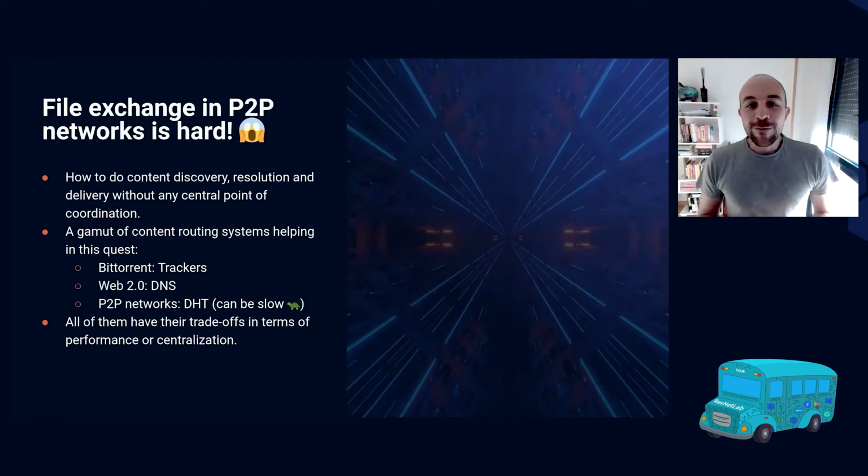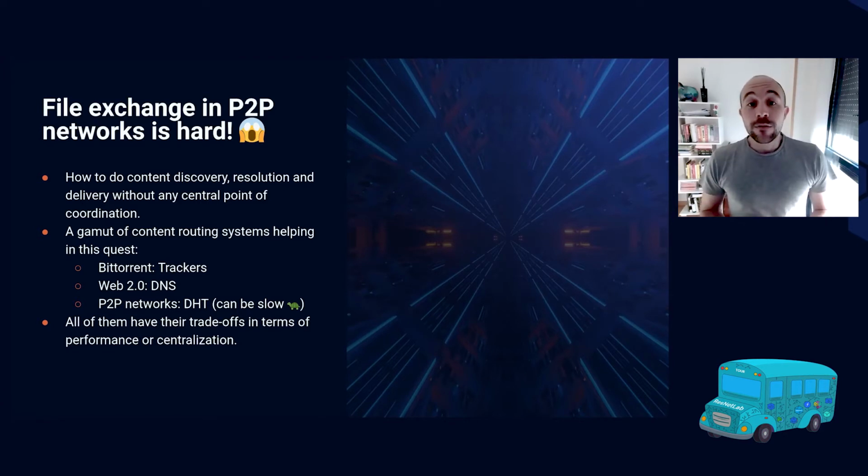So by now, everyone should be aware of how hard file exchange in peer-to-peer networks is, because we have to worry about content discovery, content resolution, and content delivery without any central point of coordination. Luckily, we have a gamut of content routing systems helping us in this quest of achieving all of these goals. We have, for instance, trackers, like in the case of BitTorrent, that we can ask for swarms that are storing the content that we're interested in.